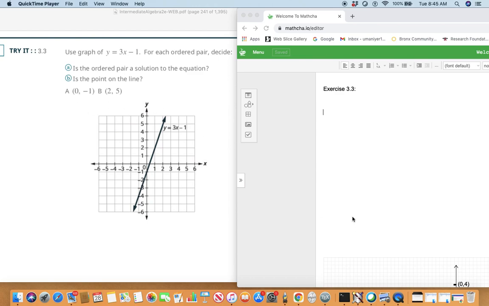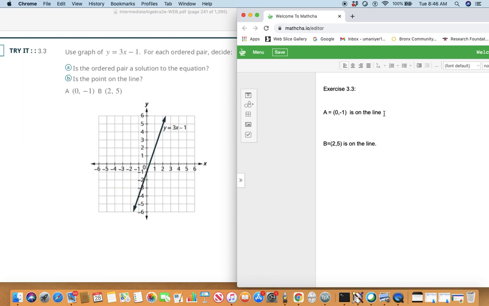Let's look at the point A. The point A is (0, negative 1). Question: is it on the line? X is 0, y is negative 1. It is on the line. What about the point B, (2, 5)? The x coordinate is 2, the y coordinate is 5. It is on the line.